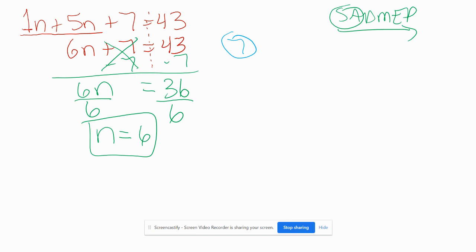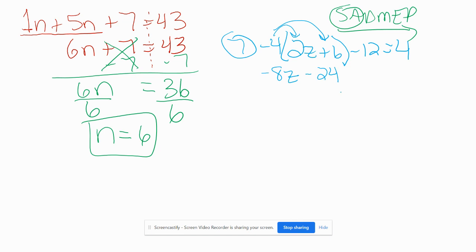Number 7, we have negative 4 times 2z plus 6. Before we can do SADMAP, we have to make sure that we don't have any parentheses. And we do that by distributing. So I'm going to start with distributing that negative 4. Negative 4 times positive 2z is negative 8z. Negative 4 times positive 6 is negative 24. We bring down that minus 12 and the equals 4.